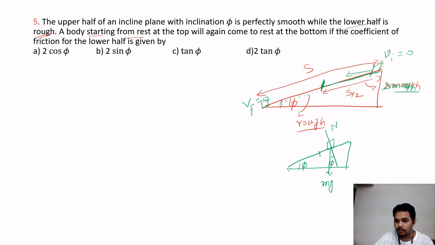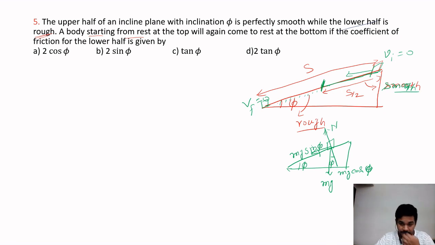Along this perpendicular to the inclined plane, I am taking one axis. Along this direction the component will be mg cos phi, and along the inclined plane the component of the weight force will be mg sin phi.